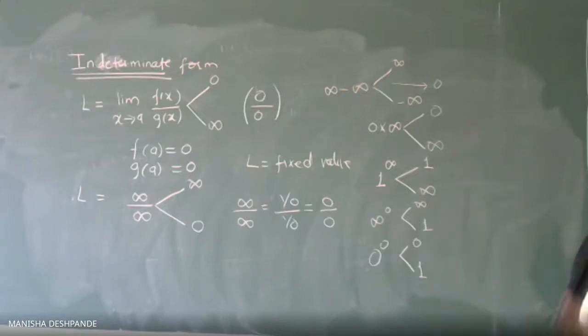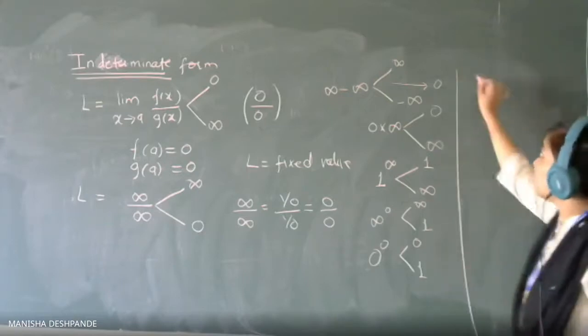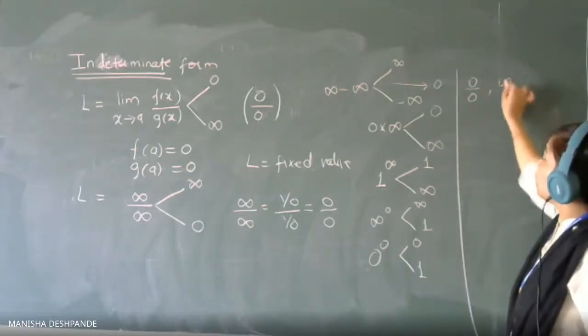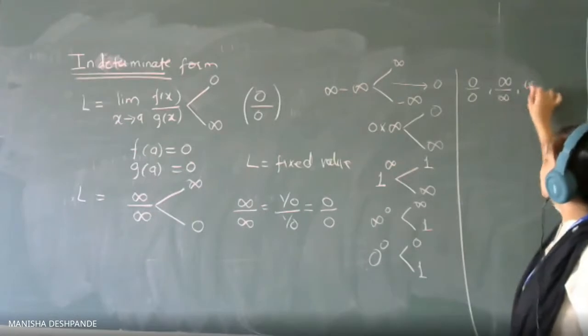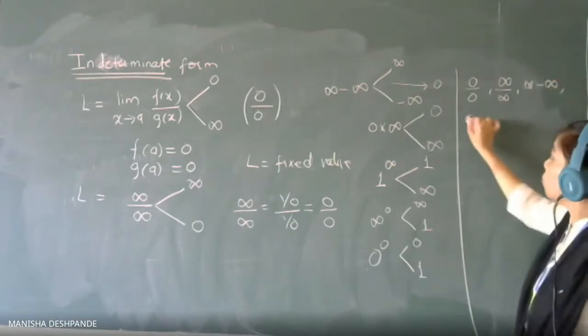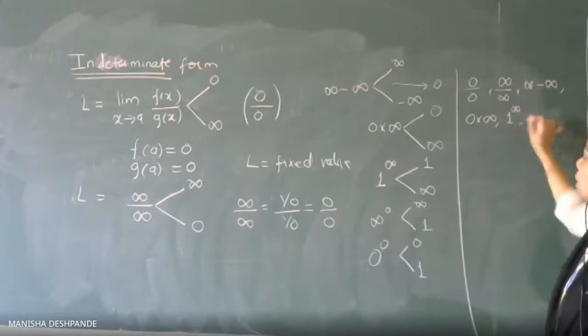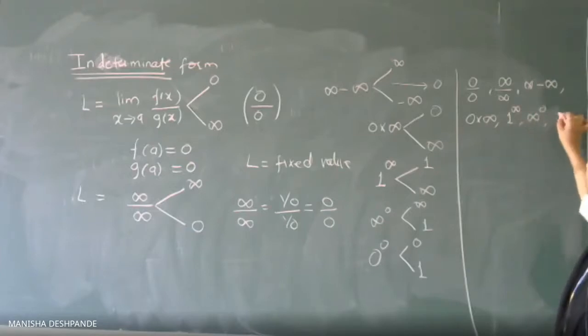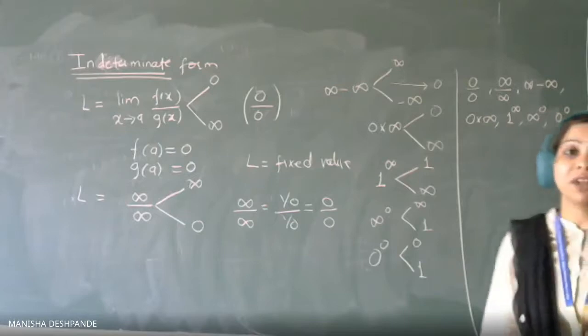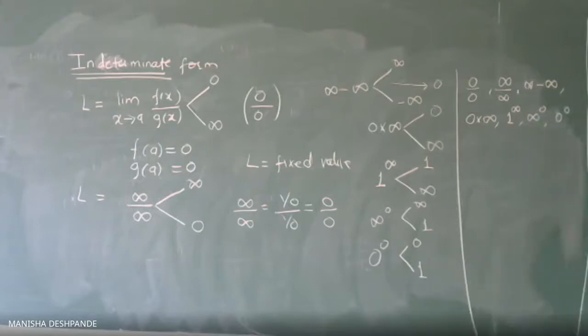So these are the 7 indeterminate forms that we are going to study. And what are those? First is 0 by 0. Second is infinity by infinity. Third is infinity minus infinity. Fourth is 0 into infinity. Fifth is 1 raised to infinity. Sixth is infinity raised to 0. And seventh is 0 raised to 0. These are the 7 indeterminate forms which we are going to study.